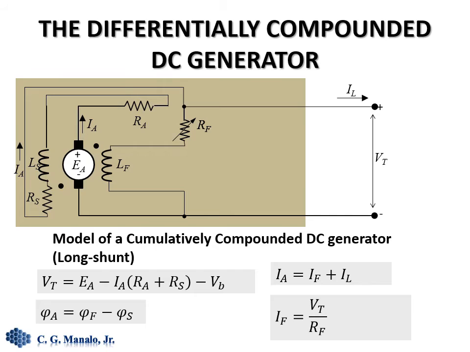So again, reorienting the fields to show how the fluxes affect the armature circuit. For the series field, we have that flux there, and for the shunt field, we have that flux produced by that field. Clearly, they are opposing each other, so they are subtractive, and this will have a decreasing effect on E sub A. So these are the working equations for this configuration.